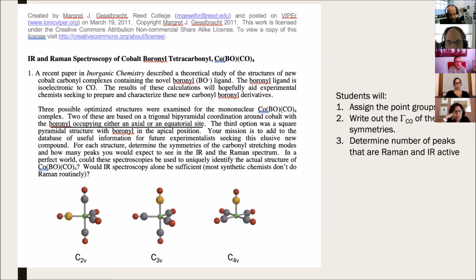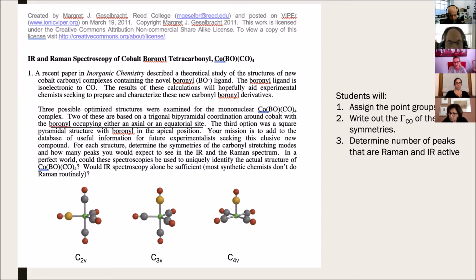All right, and this is what it looks like. So I added in those point groups. The students don't see that. So essentially what we have is we know that it's a cobalt tetracarbonyl with a boronyl ligand. And so the boronyl ligand could be either in the equatorial plane, it could be in the axial plane, or it could be in the axial plane with all of the CO ligands in the equatorial plane. And so what that does is it gives rise to 3 different symmetries. And it turns out, what they figure out in the end is that they're going to get different IR and Raman stretching frequencies depending on the symmetry.